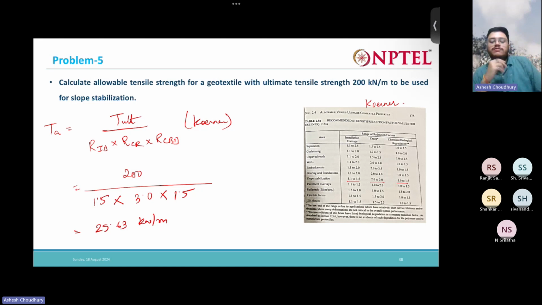Now see, the main point of doing this problem is that in the lab you tested that your ultimate tensile strength is 200 kilonewton per meter. But you can see by using the factors it almost reduced by 10 times, lesser than 10 times but almost 10 times. So that much factor of safety we are actually taking when we are designing everything. Because whatever values we get in lab conditions are from very controlled conditions, so that we cannot trust. So we reduce the ultimate tensile strength by a large amount. From 200 we reduce this to 29.63 kilonewton per meter. On that we do all calculations.